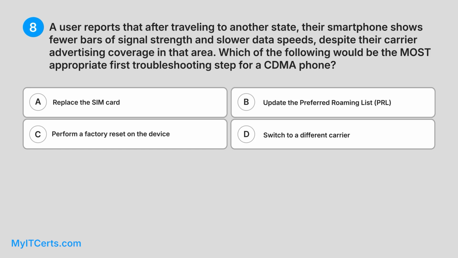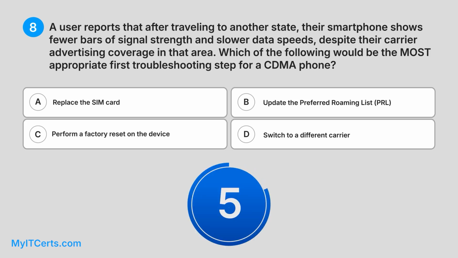A. Replace the SIM card. B. Update the preferred roaming list, PRL. C. Perform a factory reset on the device. D. Switch to a different carrier. Can you guess the answer?